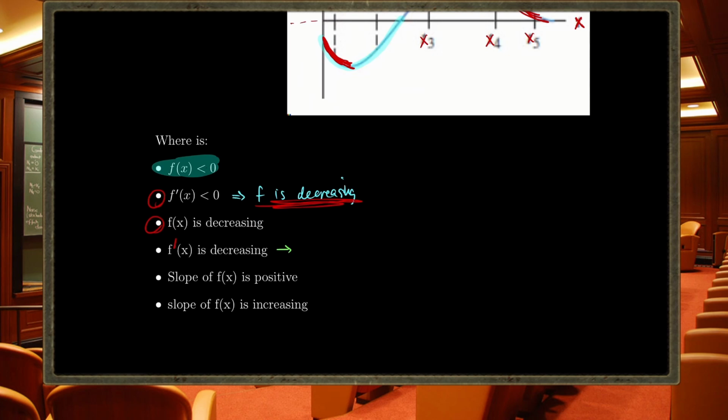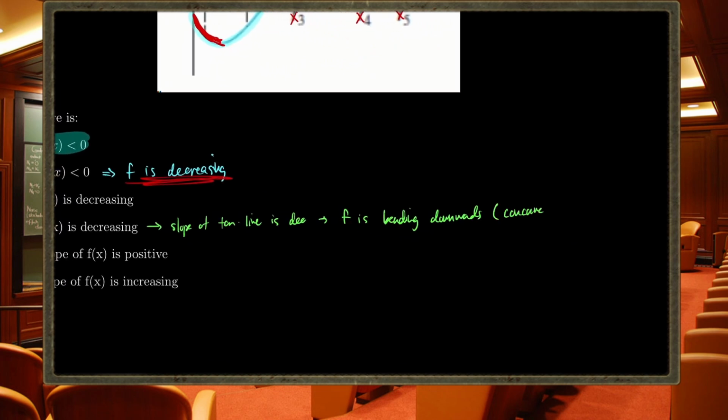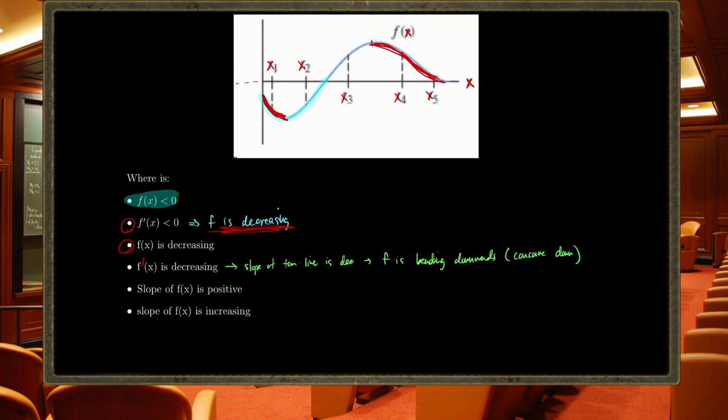So if f prime is decreasing, that means the slope of the tangent line is decreasing, which means that f is bending downwards. We call this concave. And the new lingo is to call it concave down. You can really think of this as, what does a cave look like? If you sketch a cave, it looks like this, right? This part here. It's bending downward because think about what's happening as we go from left to right.